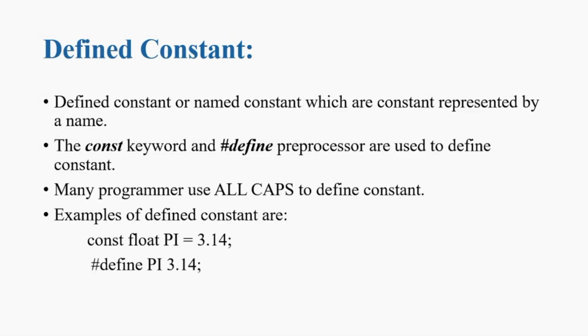Defined constant. A defined constant, or named constant, is a constant represented by a name. The const keyword and the #define preprocessor are used to define constants. Many programmers use all caps to define constants. Examples of defined constants are const float PI = 3.14 and #define PI 3.14.